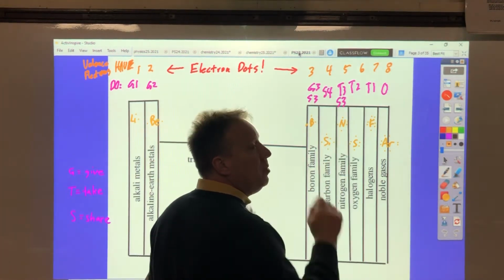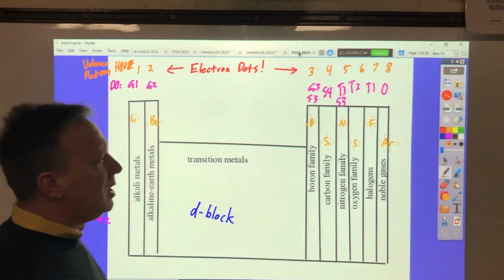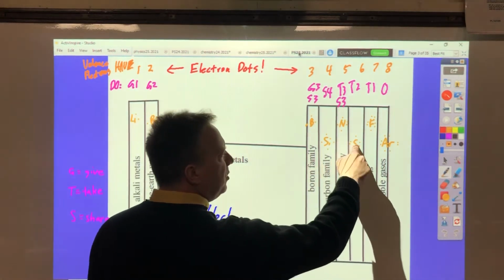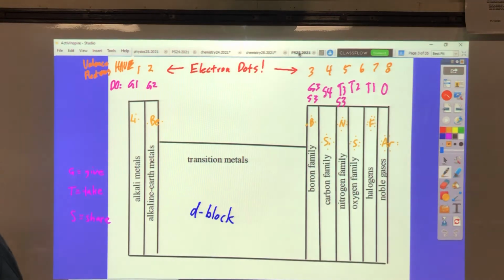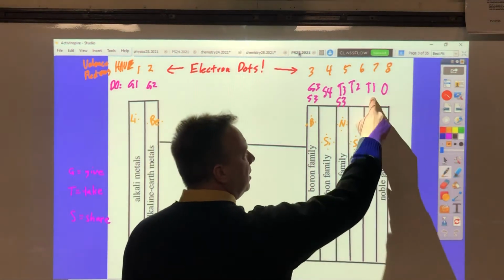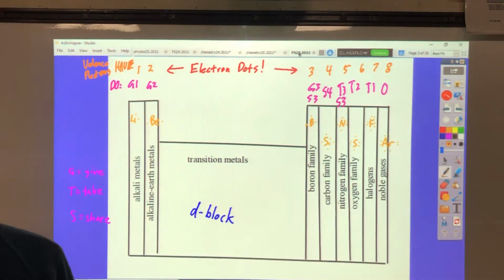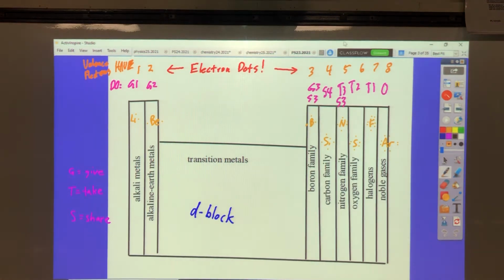We'll also look at a couple of examples where you end up with more than an octet. With phosphorus, you can have 10. Sulfur, you can have 12. Some of these halogens, you could have 10. So there are lots of exceptions, but most of them still use 8.